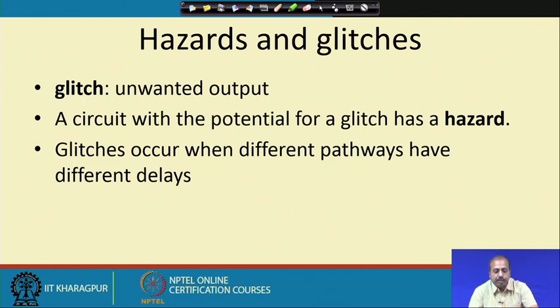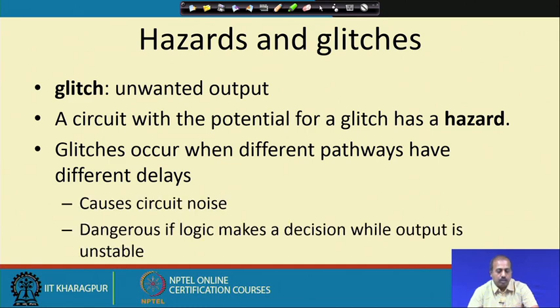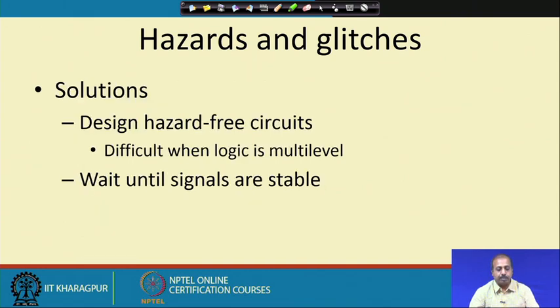Glitches will occur when different paths have different delays. If different paths from the input to the output have different delays, then glitches may occur, and it causes circuit noise and is dangerous if logic makes a decision while the output is unstable. Say a combinational circuit has a hazard, so the output is not stable in between, and if at that time we take a decision based on the output of the circuit, that is incorrect. That creates a problem, so these glitches are to be avoided as far as practicable.